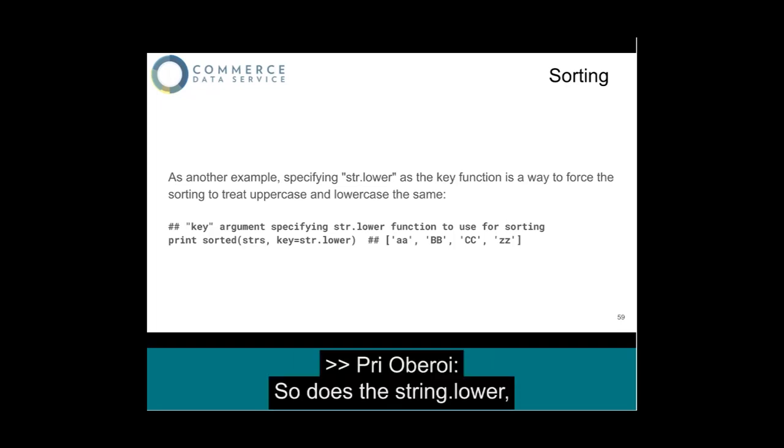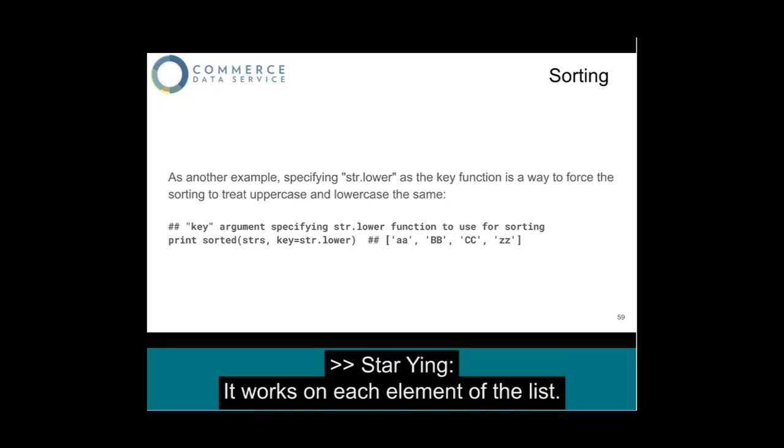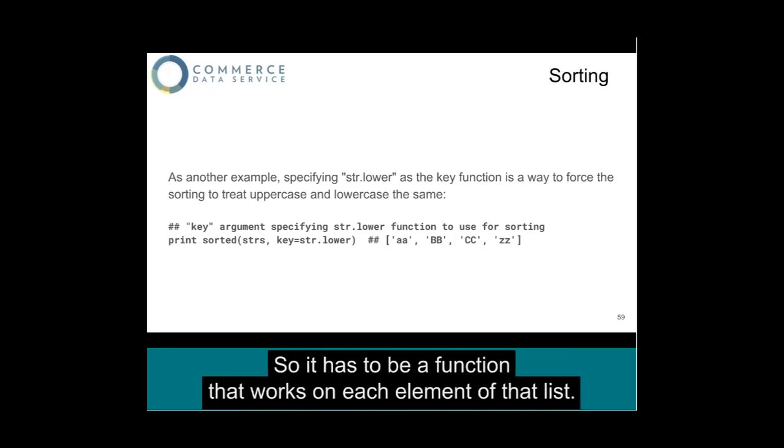So does the string.lower work on the entire list, or does it work on each element of the list one at a time? It works on each element of the list. So it has to be a function that works on each element of that list.